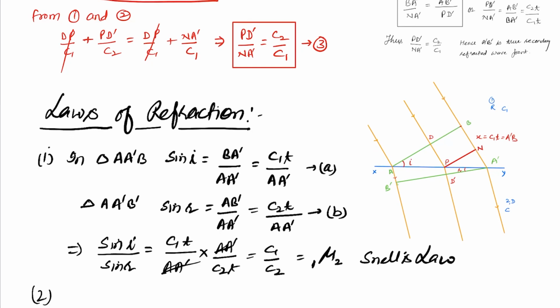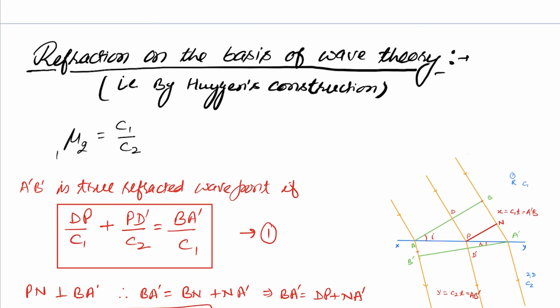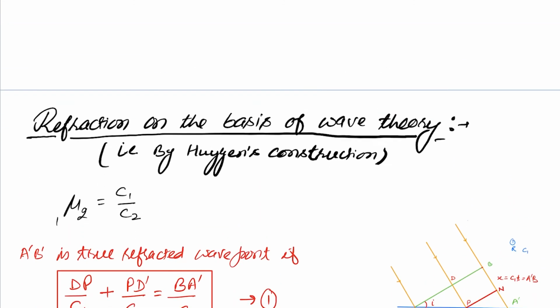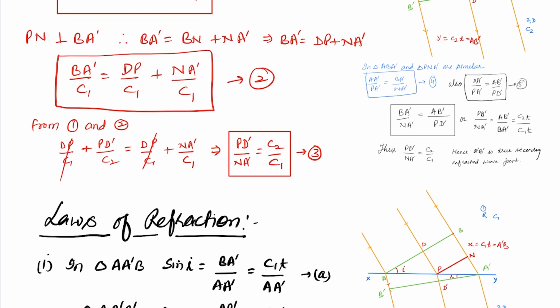And the second one: incident ray, normal and refracted ray all lie in the same plane. So from these we can prove two major laws of optics, that is reflection and refraction, on the basis of Huygens construction. Up to here we have learned about the wave nature of light.